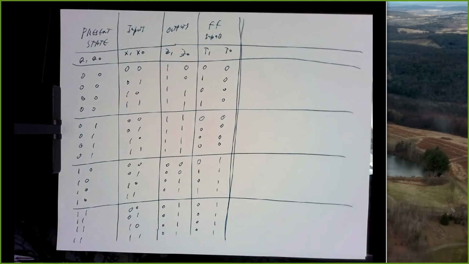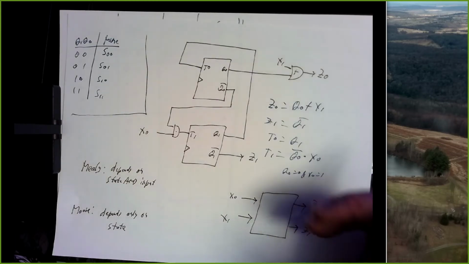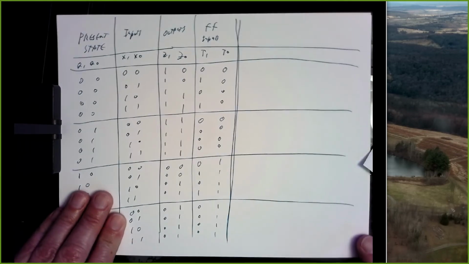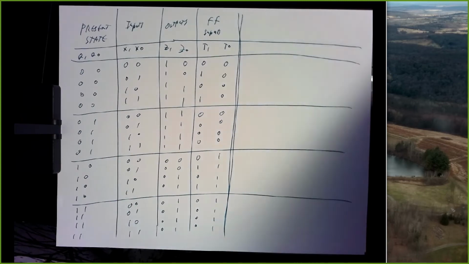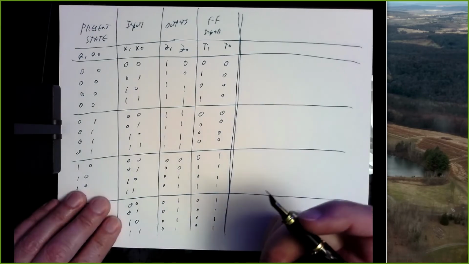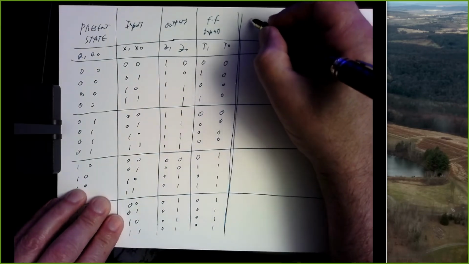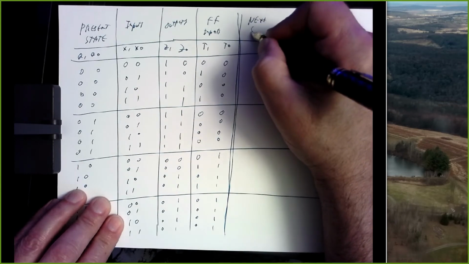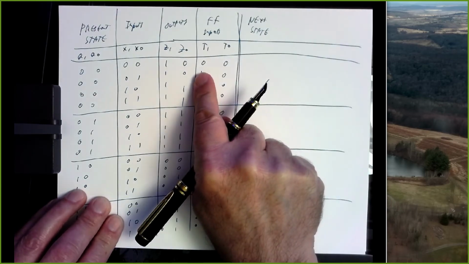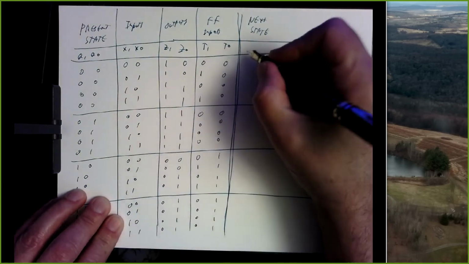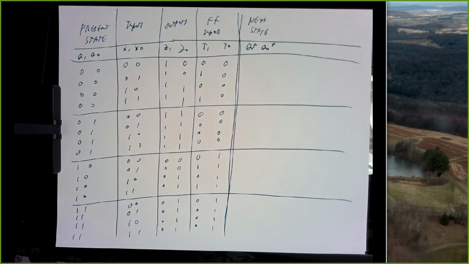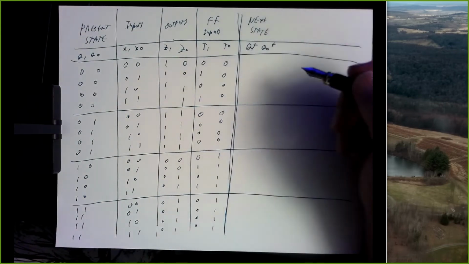All right, so we analyzed our circuit, we wrote equations, we used those equations to fill in the outputs and the inputs to the flip-flops. And now we're done with our equations, and we have everything we need here to finish analyzing the machine. So the next thing to do is figure out what the next state is. And we do that by figuring out, if this is the input for T1 and T0, when the clock ticks, what's the new value for Q1 and Q0? So I write this as a Q1 plus, Q0 plus, and I label it next state.